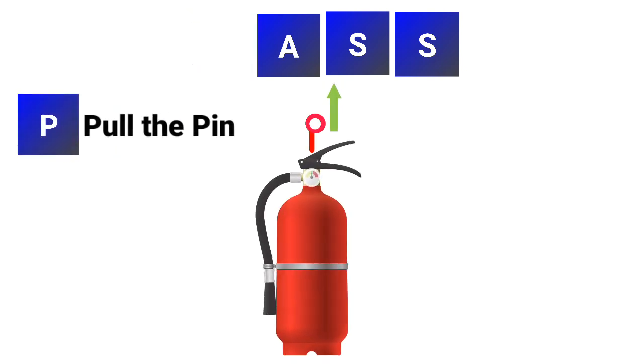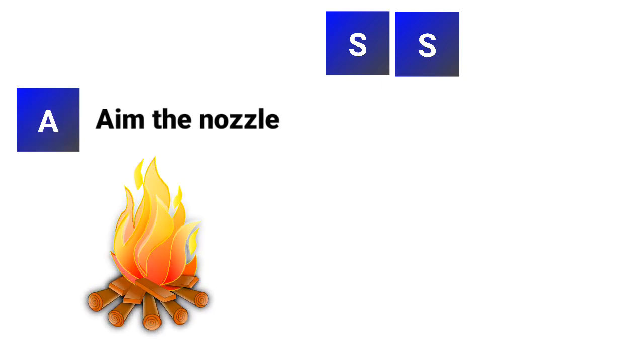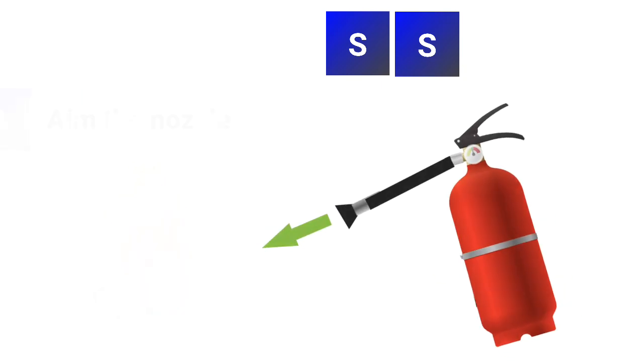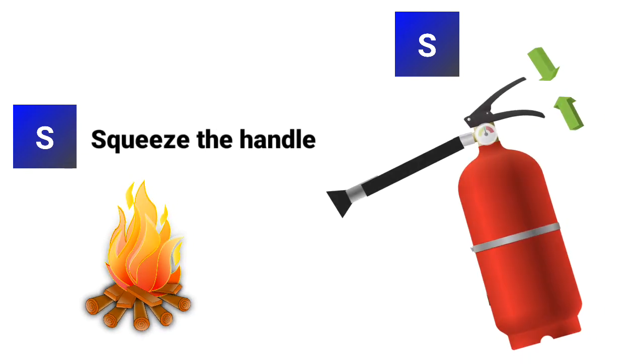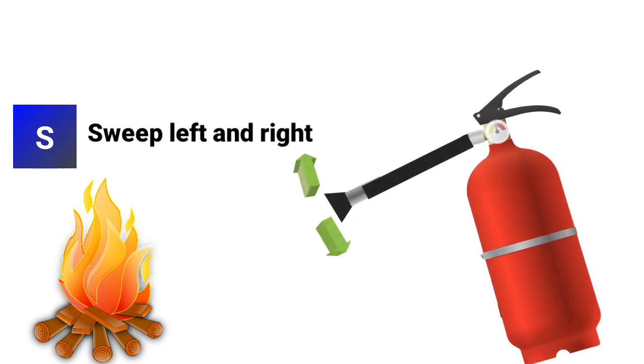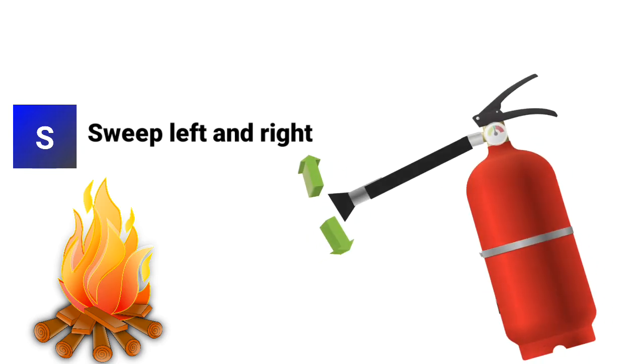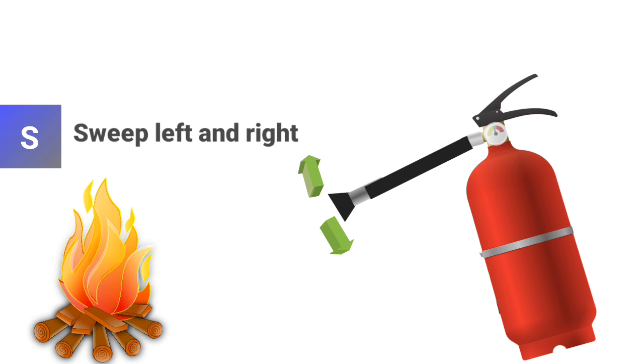To use the fire extinguisher correctly, ensure to PASS. P: Pull the pin to remove the tamper seal. A: Aim the nozzle at the base of the fire. S: Squeeze the handle to release its extinguishing agent. S: Sweep left and right or back and forth until the fire is extinguished.